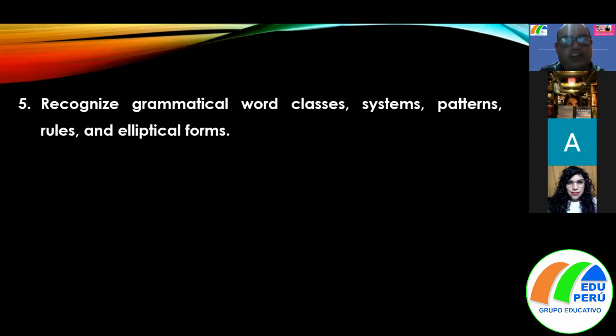Five, recognize grammatical word classes, systems, patterns, rules, and elliptical forms. Elliptical, we call this ellipsis. This is a process where we shorten phrases, we shorten sentences, or we shorten words too.